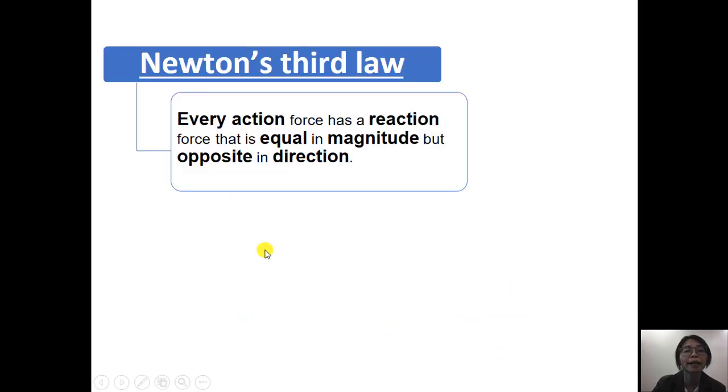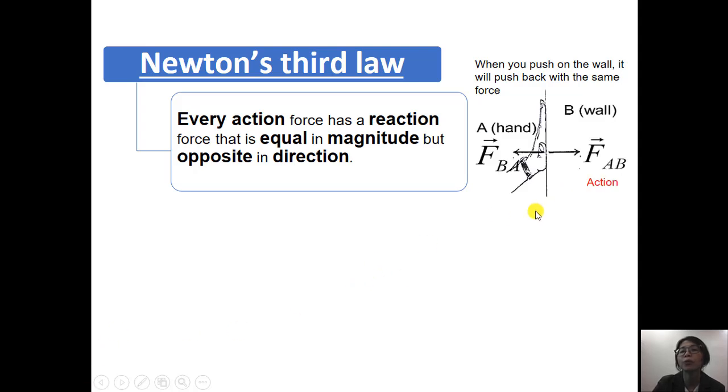Then we move on to the last of Newton's laws, Newton's third law. According to Newton's third law, every action force has a reaction force that is equal in magnitude but opposite in direction. So when you push on the wall, the wall will actually push back with the same force. The hand that applies force on the wall, FAB, is considered the action force. At the same time, the wall will push back with the same amount of force, FBA. So this FBA is what we call the reaction force.